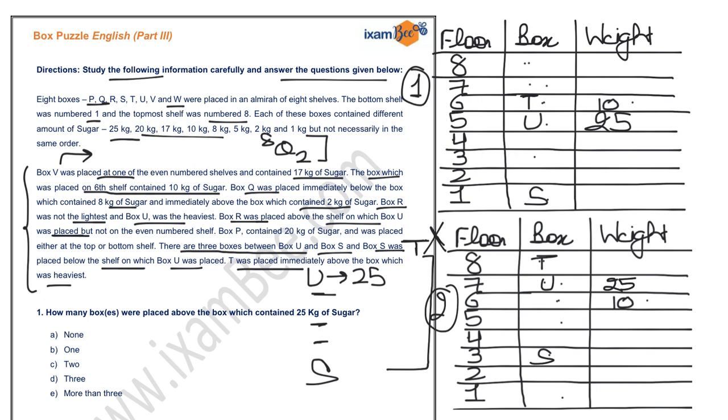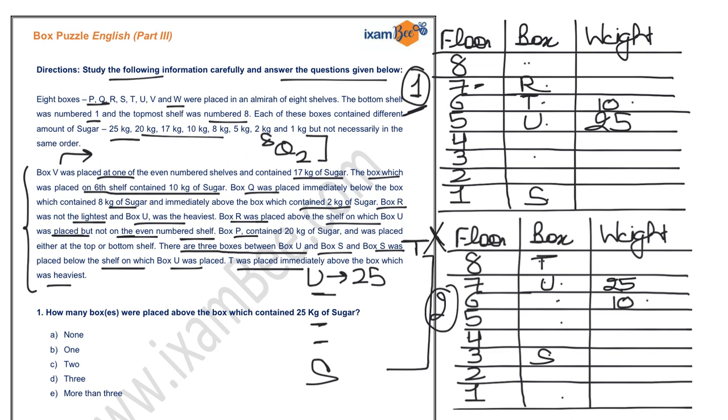And if you read further, your box R was placed above the shelf on which box U was placed, but not on the even number shelf, right? That means box R must be at an odd number shelf and above U. And the only vacant slot as per this condition in case number 1 is the 7th position. So I am writing R over here.